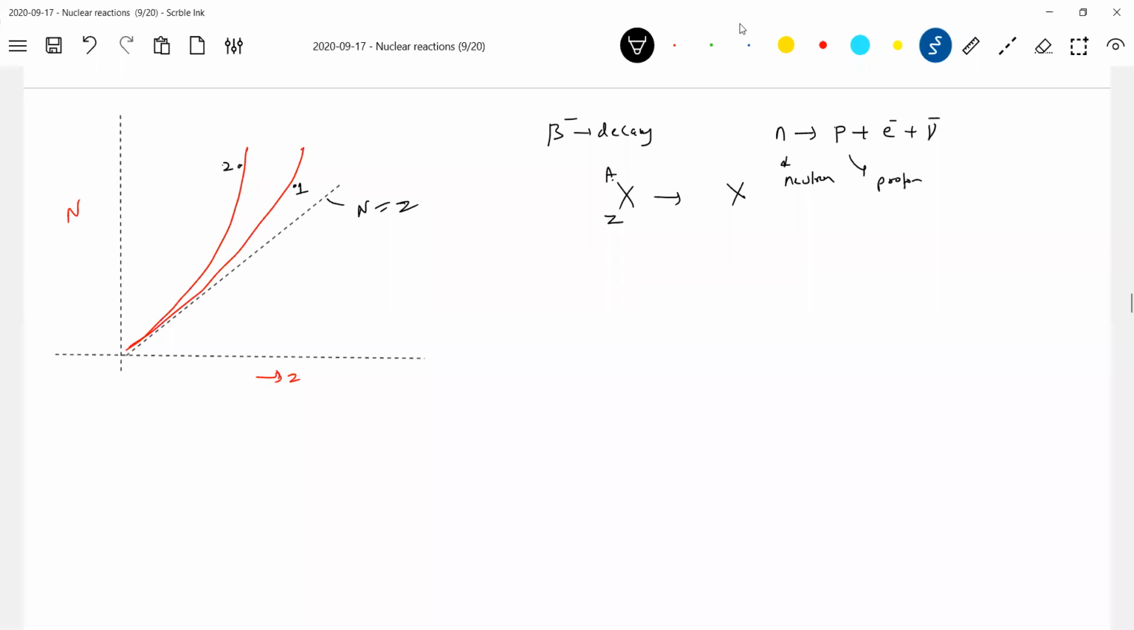Neutron, proton. That electron is called a beta particle, beta minus, and this is the anti-neutrino. So inside the nucleus, what happened? The mass number remains the same. The atomic number will increase by 1. And as a result we get one beta particle, beta minus, plus anti-neutrino. Where does this occur? Inside the nucleus. Everything occurs inside the nucleus.